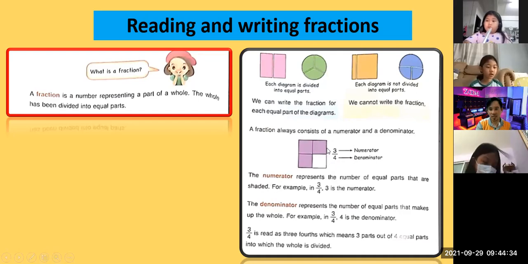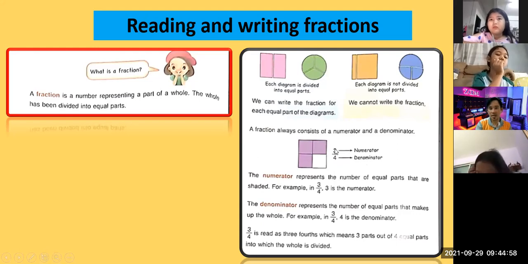The numerator represents the number of equal parts that are shaded. You will see here that 3 squares are shaded. 1, 2, 3. So we write here 3. And the 4 here is called the denominator. 1, 2, 3, 4. 4 parts. So the number 4 here is called the denominator. We read it as 3 over 4 or 3/4.